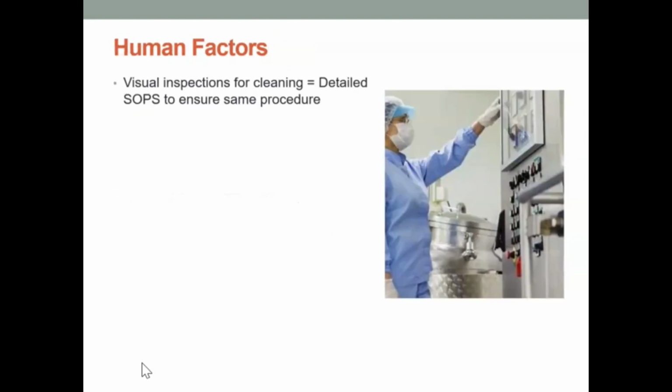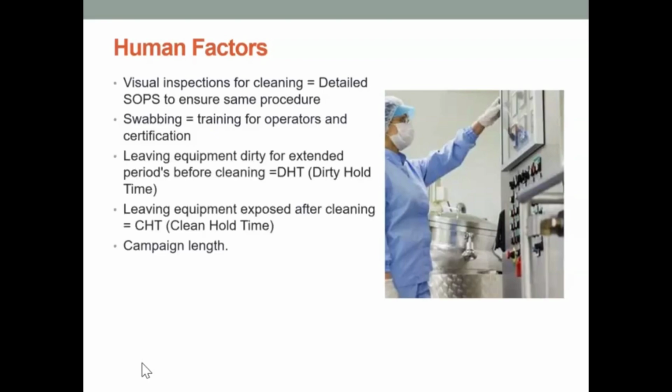Human factors. Visual inspections for cleaning. We mentioned already there needs to be a very detailed SOP to make sure that everyone has the same understanding of what visually clean is. Swabbing is really important. Operators must be trained for swabbing, and in a lot of cases they would be expected to be certified to make sure they are taking the swabs in the right way and it's consistent across the site.